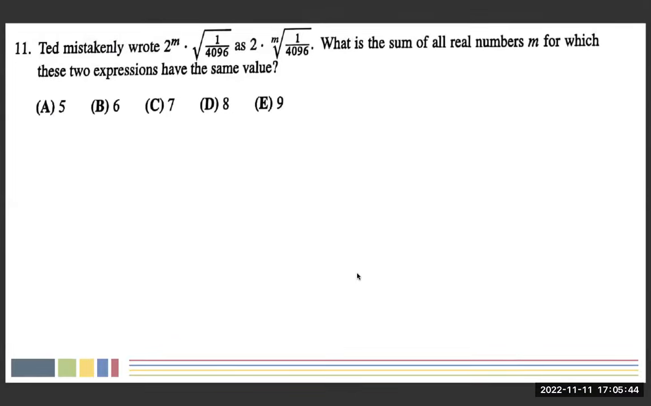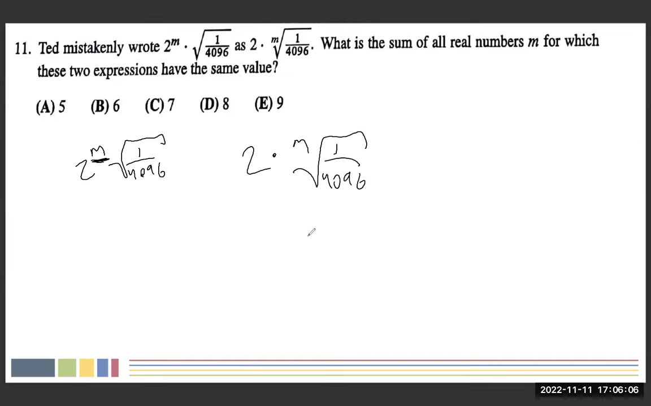Okay, this is AMC 10A problem 11. Ted mistakenly wrote 2 to the m times the square root of 1/4096. And he accidentally saw this m here and was like, oh, that must be the mth root of 1/4096. You know, it happens. You make a mistake like this.